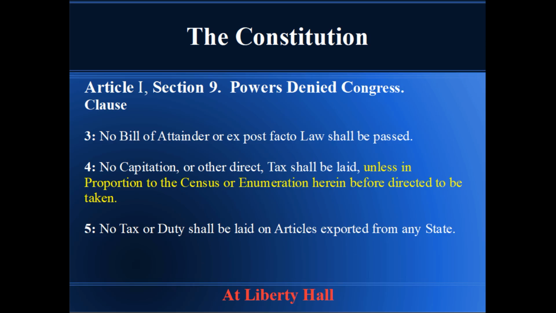Article 1, Section 9. Powers denied Congress. Clause 3. No bill of attainder or ex post facto law shall be passed. Clause 4. No capitation or other direct tax shall be laid, unless in proportion to the census or enumeration herein before directed to be taken. Clause 5. No tax or duty shall be laid on articles exported from any state. The portion in yellow was changed by the 16th Amendment.